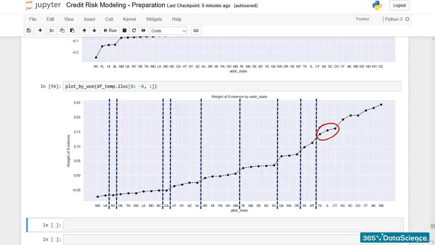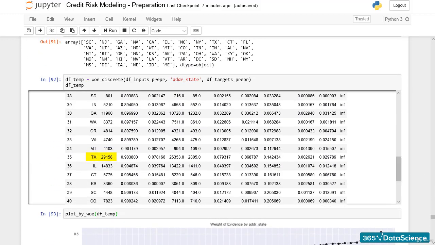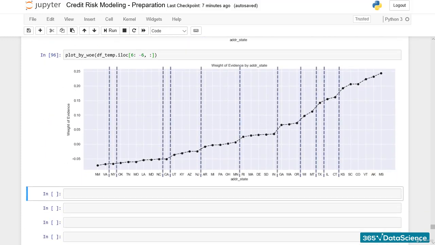Next, there are Texas, Illinois, and Connecticut, which all have similar weight of evidence values. But notice the number of observations. Texas alone has a very high number of observations, perhaps the 3rd highest after California and New York. Therefore, we are compelled to leave Texas in a separate category, and the 2 following states, Illinois and Connecticut, together in another category.